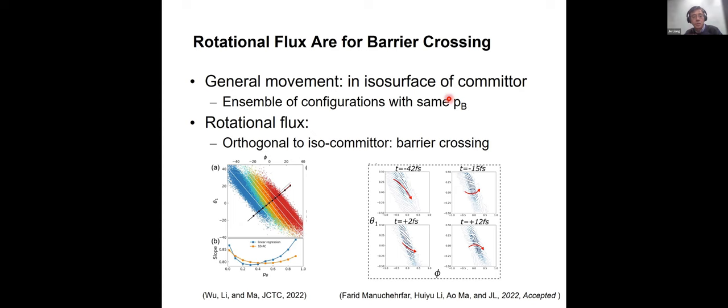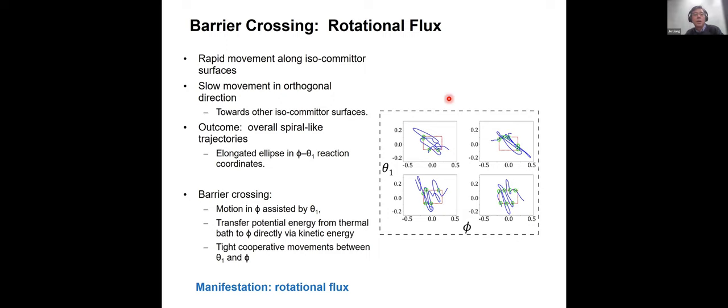You are going to different committor values. Basically, the rotational flux has this rapid movement along iso-committor surfaces, but very slow movement in orthogonal directions. The outcome is this kind of spiral-like trajectory, and that's what barrier crossing is about.